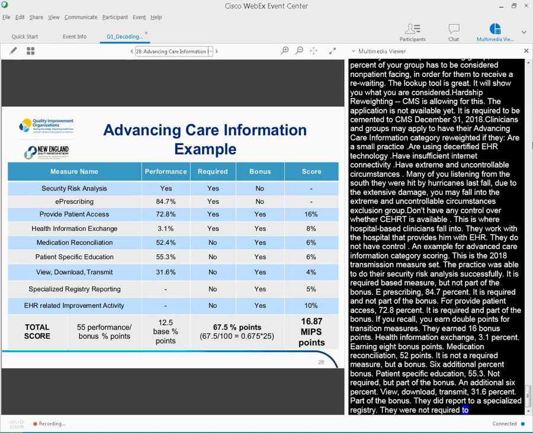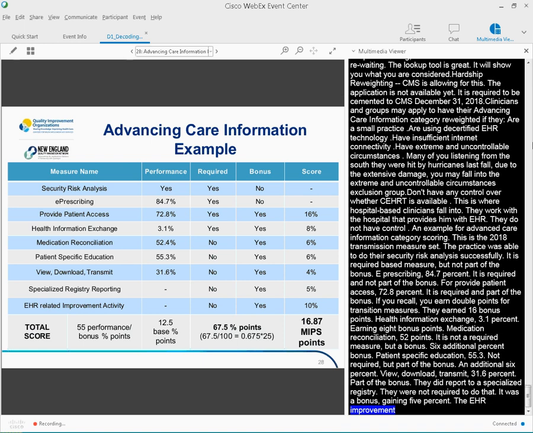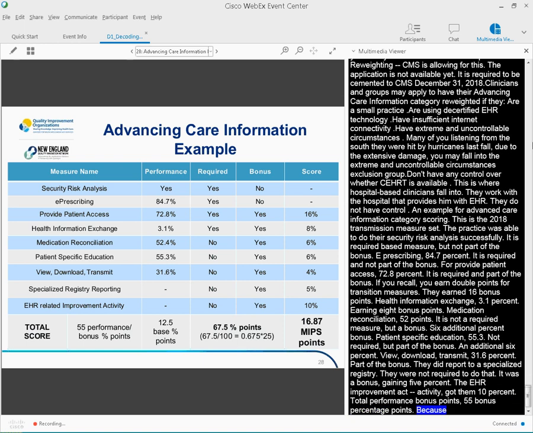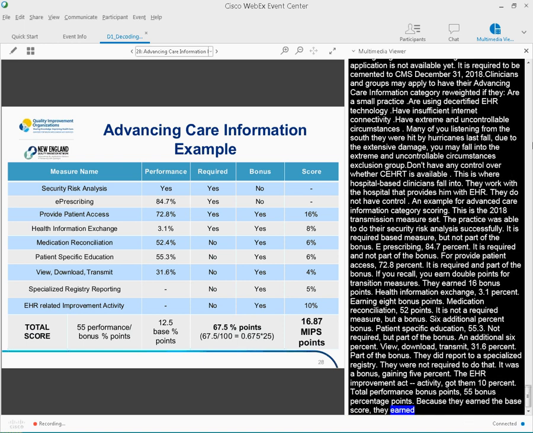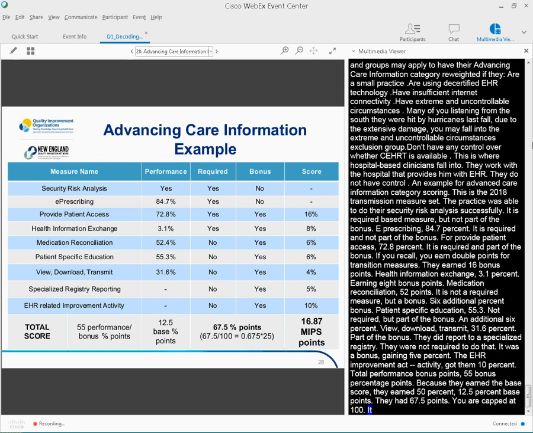And then the EHR-related improvement activity, again, got them 10. So similar to how we did it in quality. Total performance bonus points, if you go down the score column, that was 55 bonus percentage points. Because they earned their base score, they earned 50% of the total 25, so that gets them 12.5% points. So adding 55 and 12.5, they get 67.5 points. Again, you're capped at 100 for this category, even though you could earn up to about 155 points. That gets them 0.675 of the 25, so they're earning 16.87 MIPS points for the category.